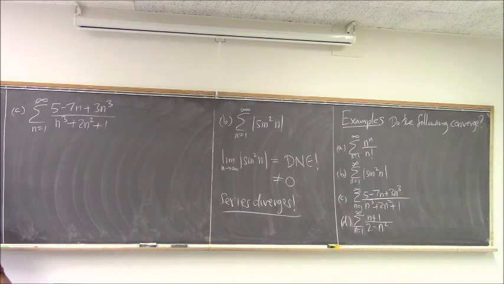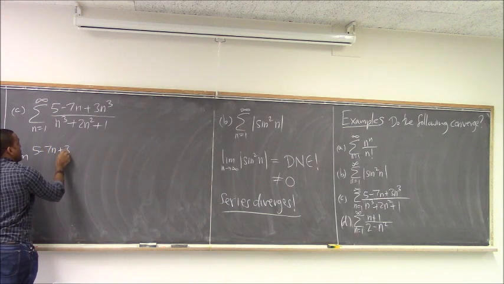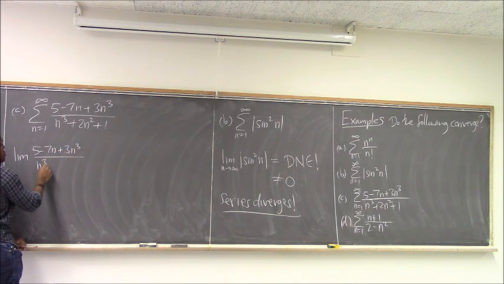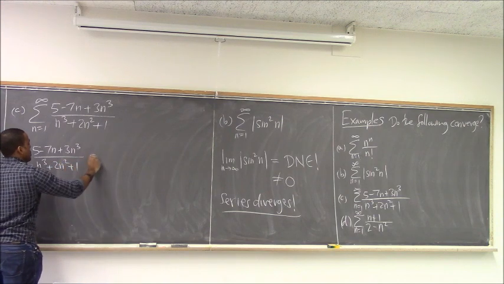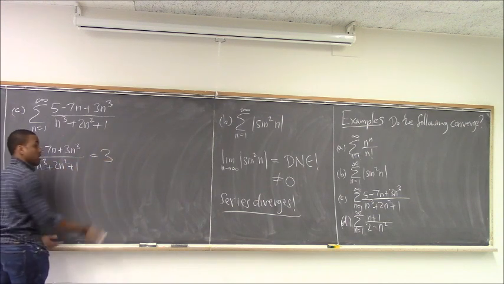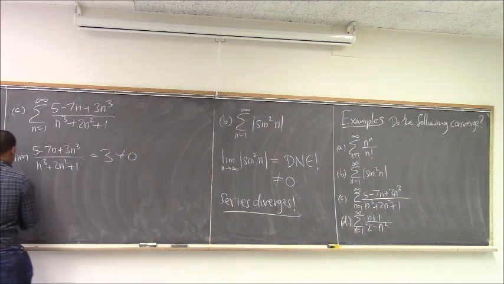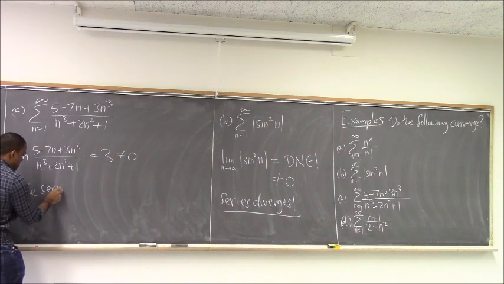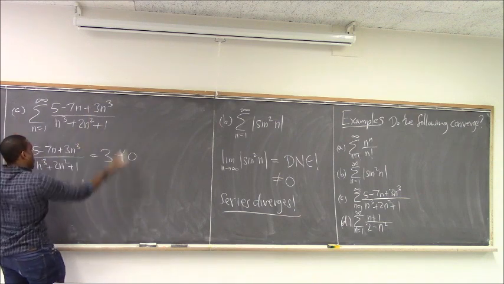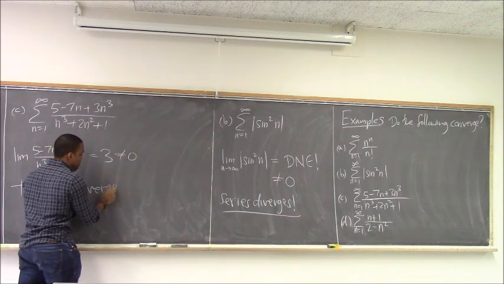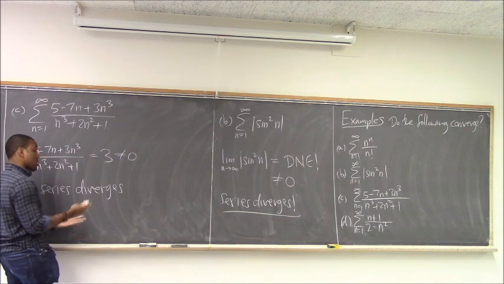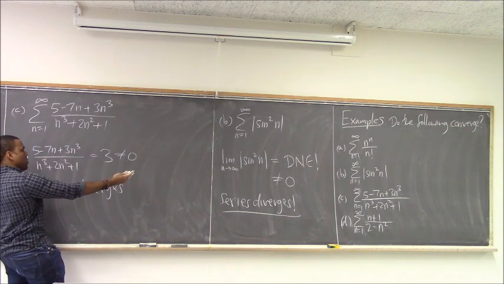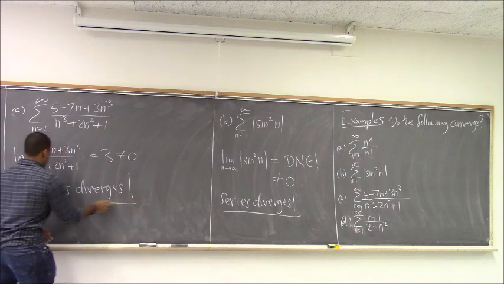C. What can you tell me about this one? Well, the limit of 5 minus 7n plus 3n cubed over n cubed plus 2n squared plus 1 is 3. In particular, it's not zero. The series diverges. So this is literally all the work you would need to show if this series showed up on a test and I asked you, does this converge? You write this line down and tell me it diverges. That's it.